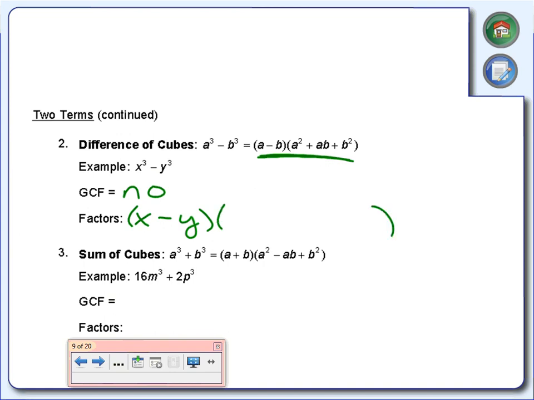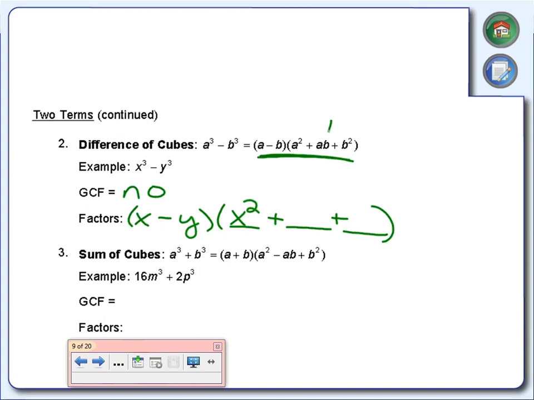Right next to that binomial, we're going to put a trinomial. How are we going to get that trinomial? We're going to get it from the binomial. There are three things I need. To get the first thing, all we're going to do is take the first term, which for us is the x, and square it. What do you get if you take this x and square it? You get x squared.